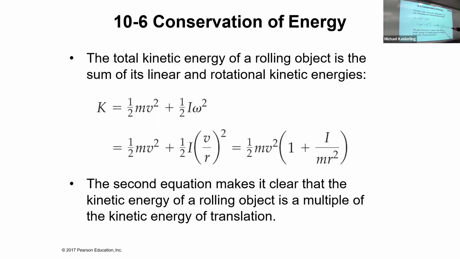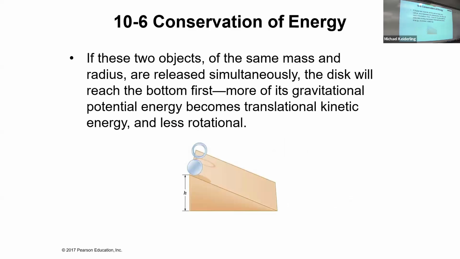So that's our total kinetic energy. And this factor is sort of the multiplier you get that depends on the moment of inertia of the rolling object. So the kinetic energy of a rolling object is a multiple of the kinetic energy of translation. Basically, you need extra energy to spin the thing, and it depends on what the moment of inertia is. If the moment of inertia is really big, it takes a lot more, but if the moment of inertia is small, it takes less.